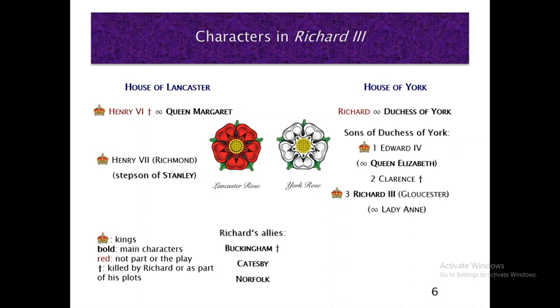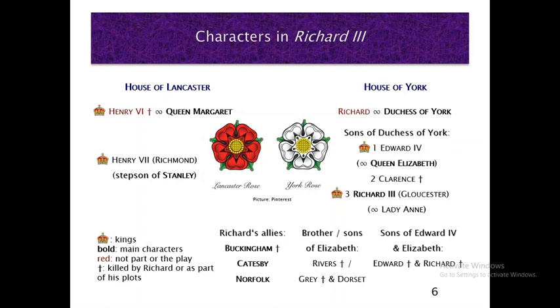Okay, then we have a few allies of Richard. Allies basically means friends, supporters: Buckingham, Catesby and Norfolk. And we have a few more members of the House of York, brother and sons of Elizabeth: Rivers, Grey and Dorset. And you see that more and more of these characters that I show now have been killed by Richard in the course of the play or even before the play.